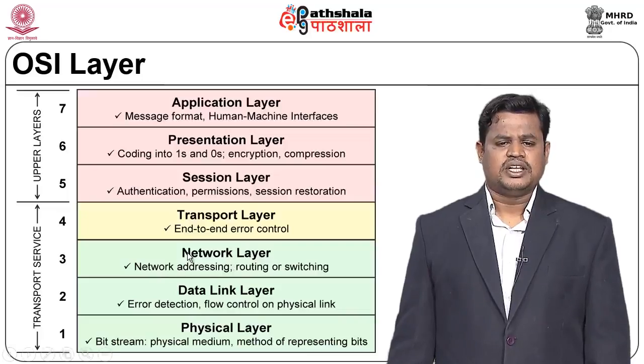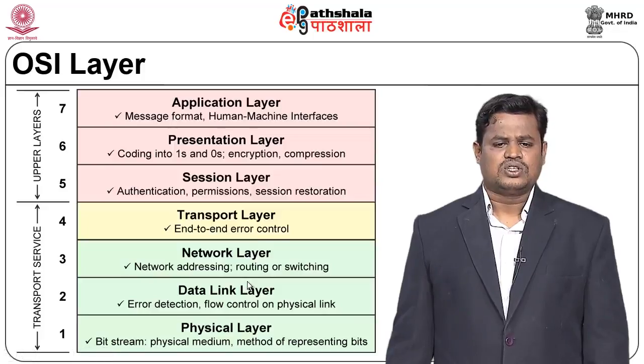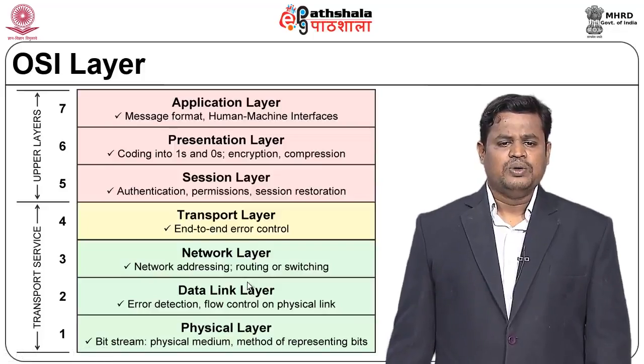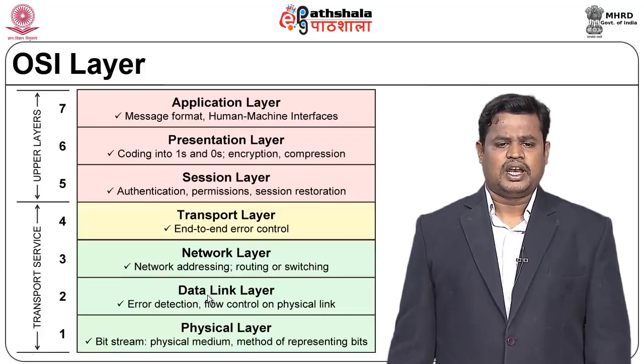Everything is taken care of by this layer called the network layer. Here its major role is network addressing, and routing or switching concepts depend majorly on the network layer. And the data link layer, the second layer, is also very important to the end user machine, because each and every end user depends on what technology they are using. It depends purely on this particular layer called the data link layer.